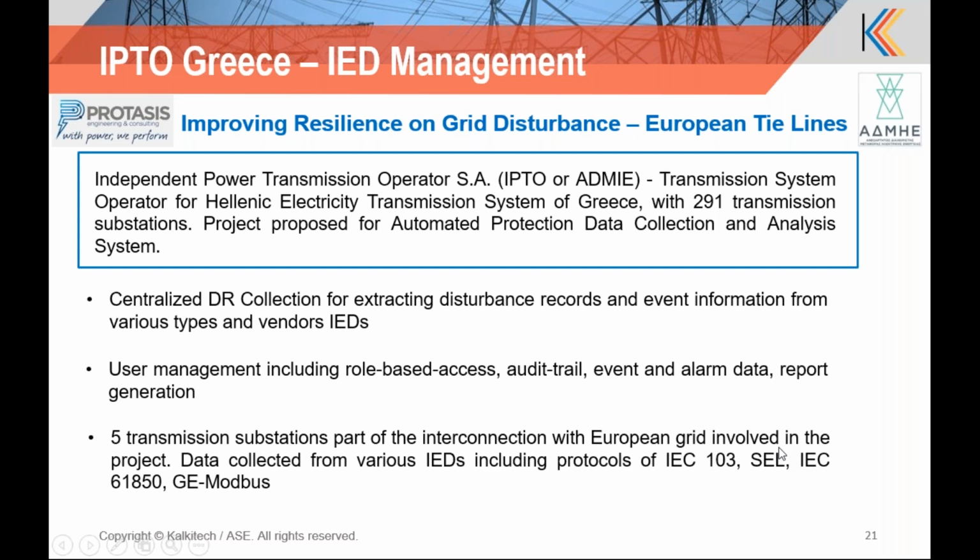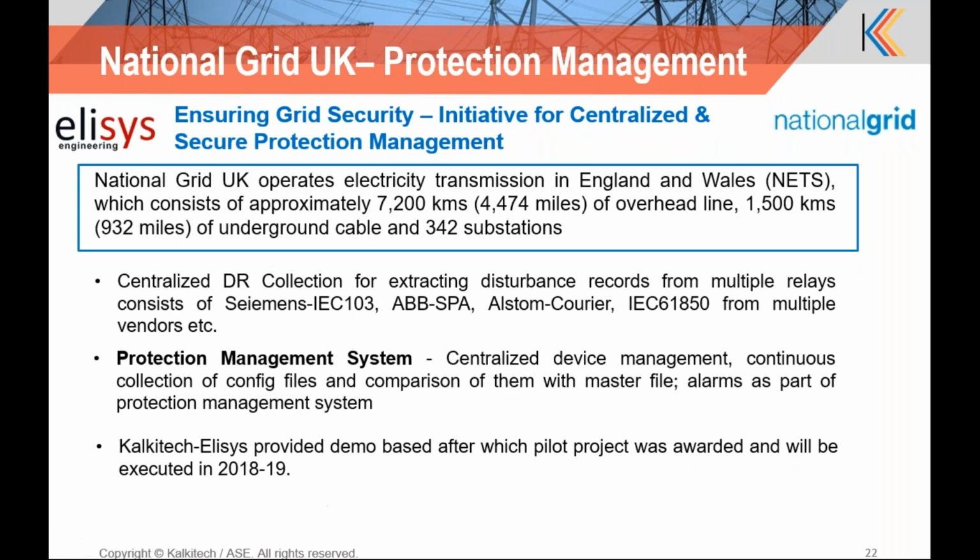And one of the other pilots we are doing is in the National Grid. So we have demonstrated successfully. Initial evaluation is over, and they are planning to have a pilot based upon that. Siemens 103, ABB SPA, Alstom 61850 relay, and they also want a protection management system in which automatic retrieval is needed, rather than manual retrieval, which we have done in other projects.